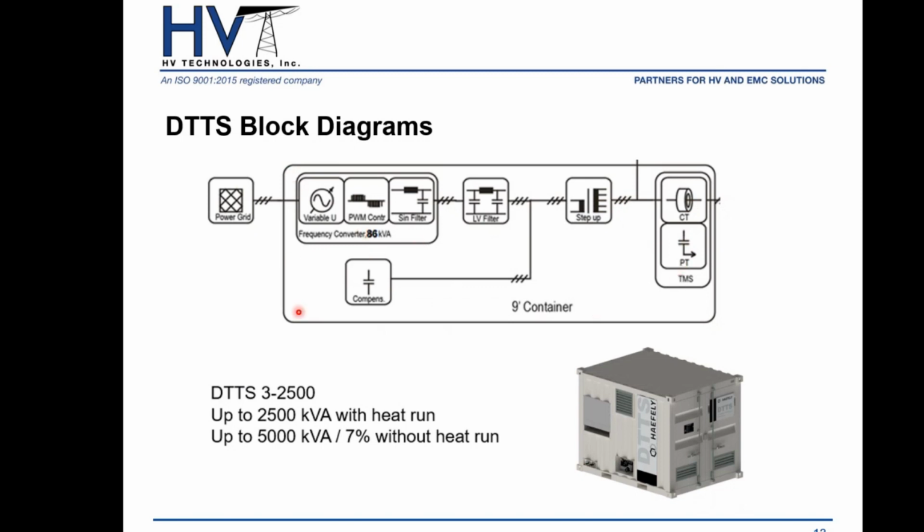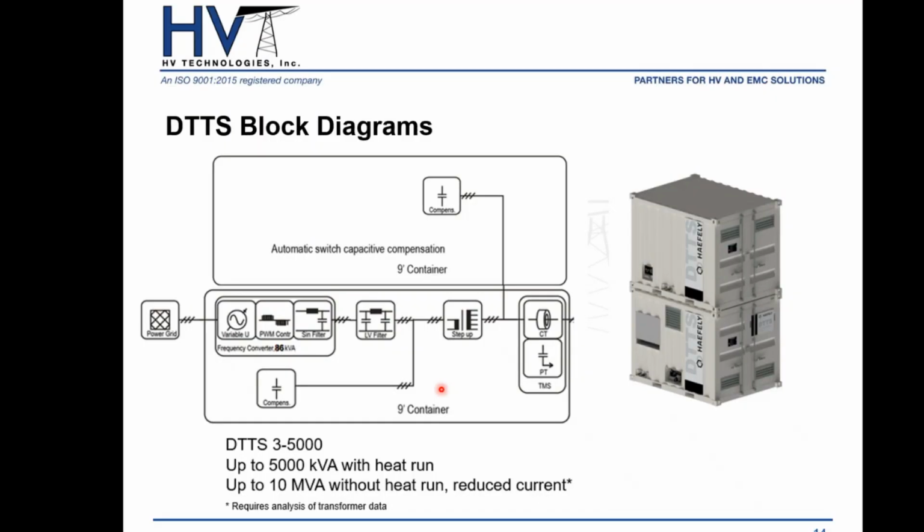So all of this in this box is contained within this 10-foot container. So basically, everything you need to run your loss test and others, you will have all in one container. With the DTTS 3-2500, you can do up to 2500 kVA with heat run, or up to 5000 kVA without heat run. So you have a wide range with the 2500.